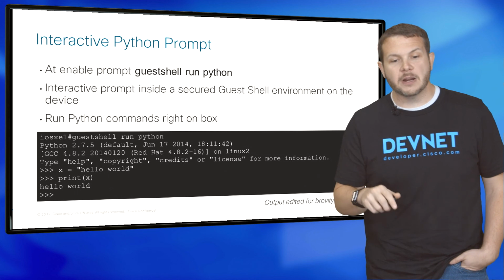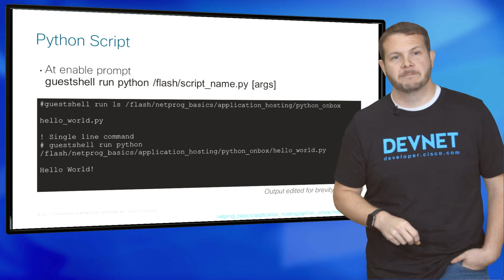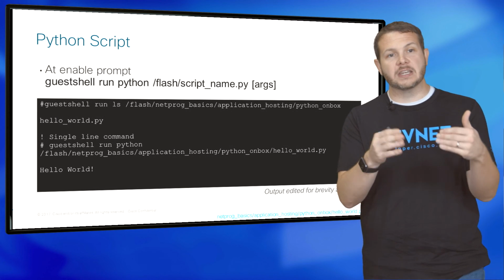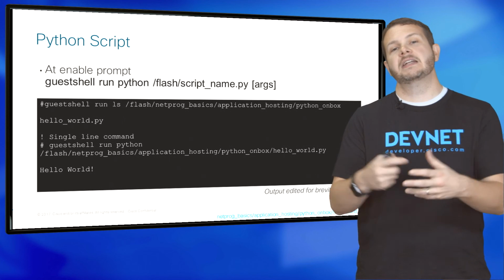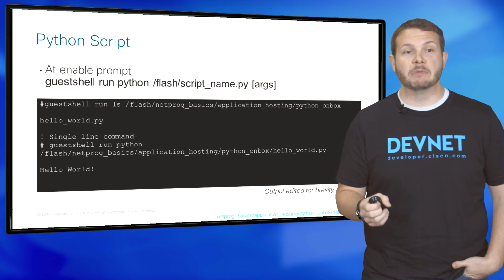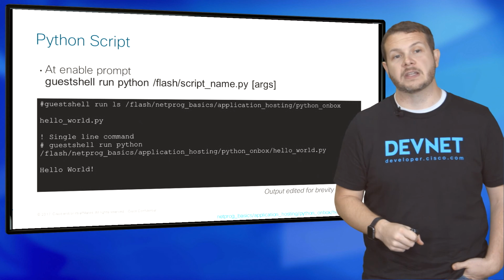Now, moving on from there, we can get into actually running Python scripts on our boxes. In this case, we're at that enable prompt again, using guest shell run python, and then passing in the script name and any arguments it may need to process. So now we've converted our hello world commands into a basic Python script and are running that directly.